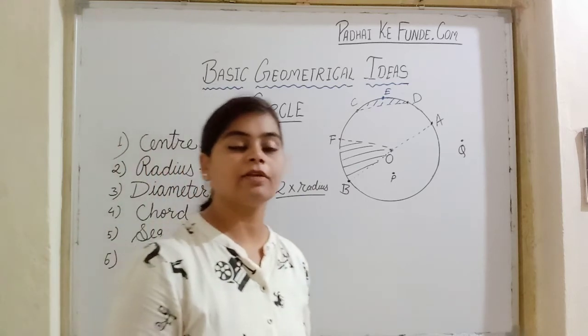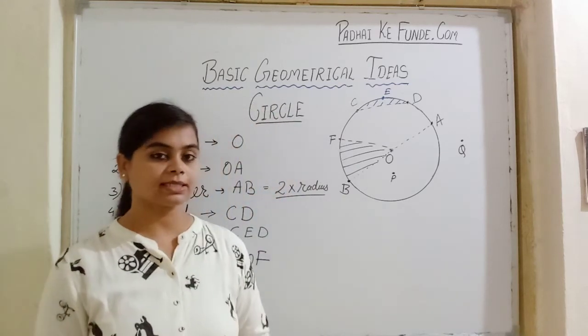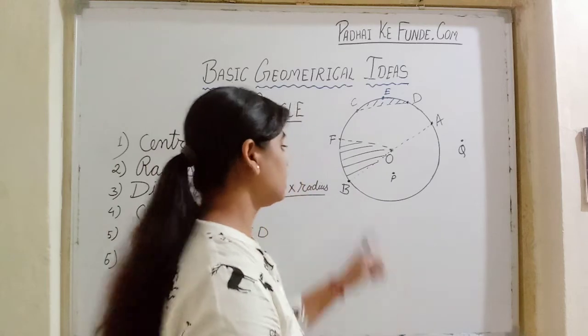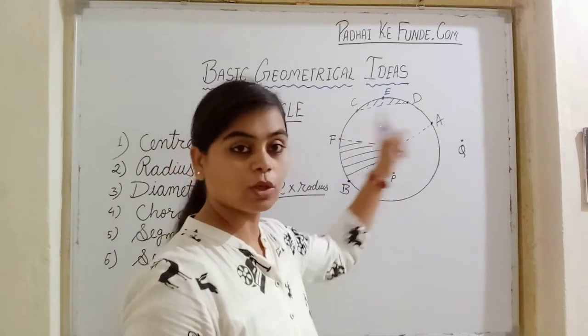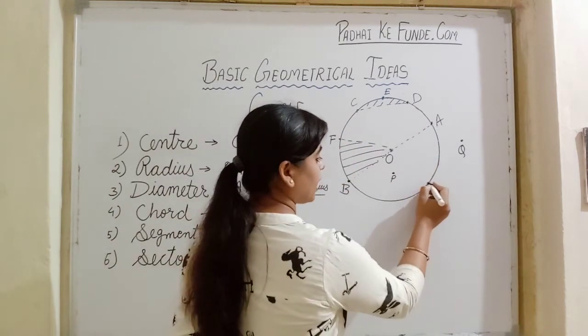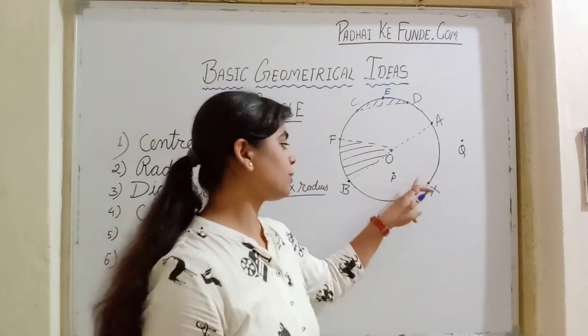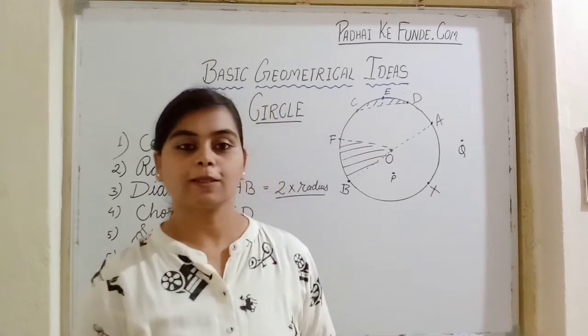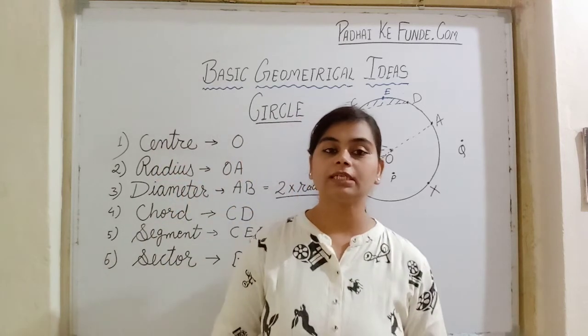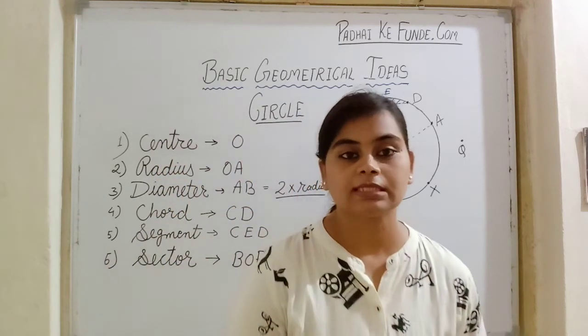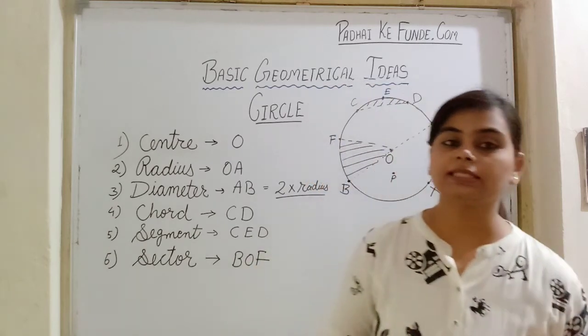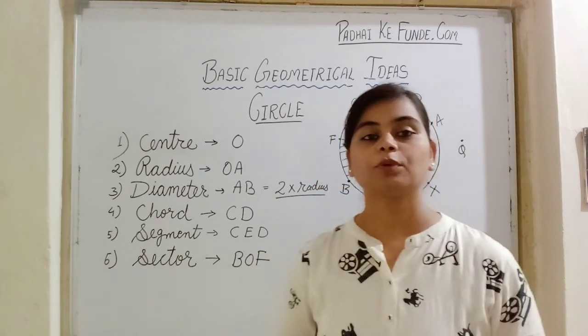And at the end, if it is told to take a point X on the circle, on the circle means on the boundary. On the boundary anywhere we can take it, and we label it as X. So this is the point X on the circle. So here we have studied the parts of the circle, its interior, exterior, and the points on the circle.